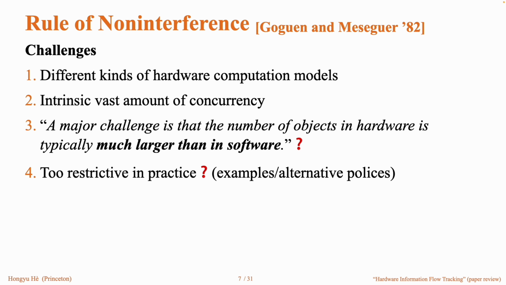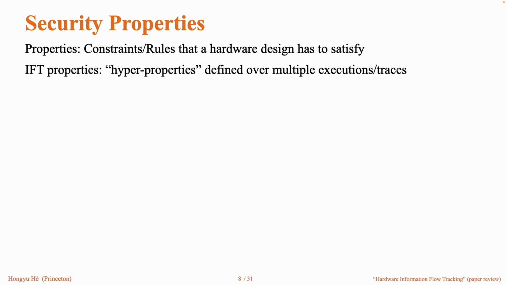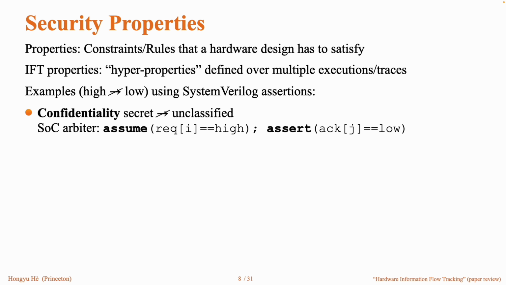So there are a set of security policies and properties described in the paper. A property or a security policy is basically a constraint or rule we impose on this hardware design. And in IFT, properties are so-called hyperproperties, that we've seen just a moment ago. So we need multiple execution traces, right, to determine those properties. Some example properties, firstly, confidentiality.